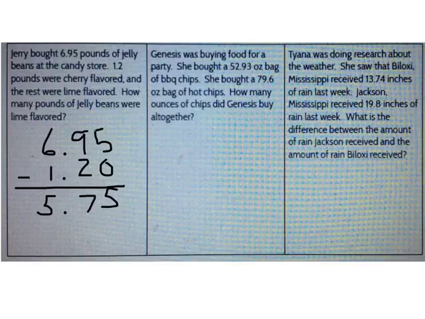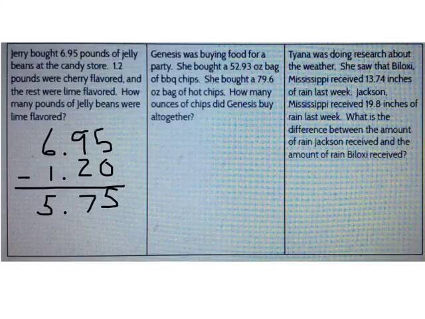Let's look at another example. Genesis was buying food for a party. She bought a 52 93/100 ounce bag of barbecue chips. She bought a 79 6/10 ounce bag of hot chips. How many ounces of chips did Genesis buy altogether? What operation do I need to use to solve this problem? I need to add because I'm putting the bags of chips together.